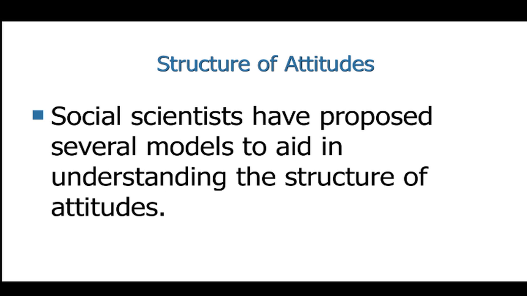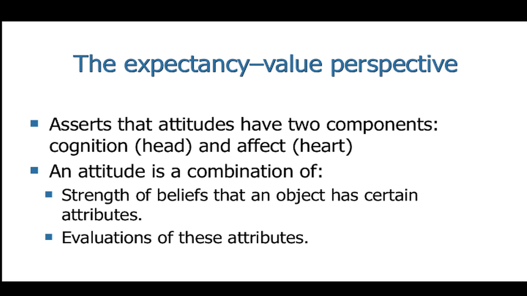Social scientists have proposed several models to aid in the understanding of the structure of attitudes. The expectancy-value perspective asserts that attitudes have two components, cognition and affect. Cognition, referring of course to our thoughts in our head, and affect with an A, referring to our feelings in the heart. An attitude is a combination of the strength of beliefs that an object has certain attributes and evaluations of these attributes.